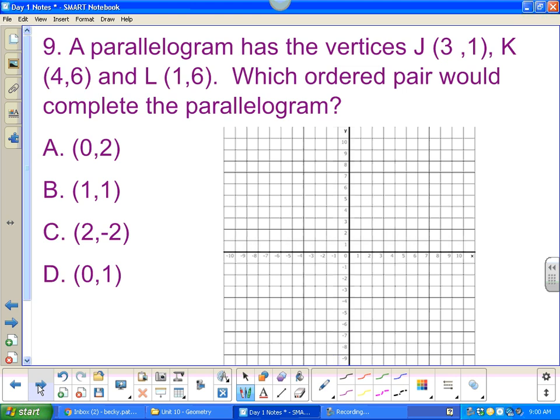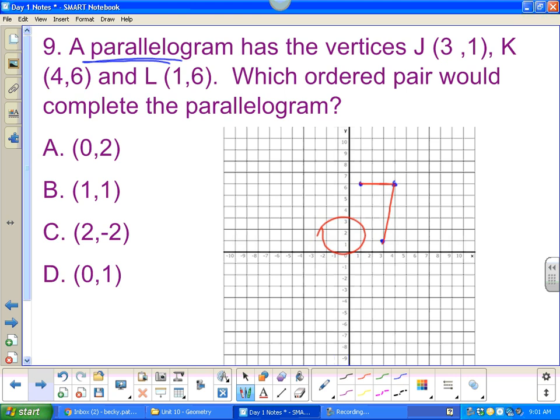Okay, here, let's see. Which ordered pair would complete the parallelogram? Okay, parallelogram, well, it's got the word parallel in it, so stuff needs to be parallel in it. All right, let's plot the points we got. We got 3, 1. We got 4, 6. We got 1, 6. And I want to know which ordered pair will complete the parallelogram. Well, if they need to be parallel, so this side needs to be parallel to the bottom side. And then this side right here needs to be parallel.